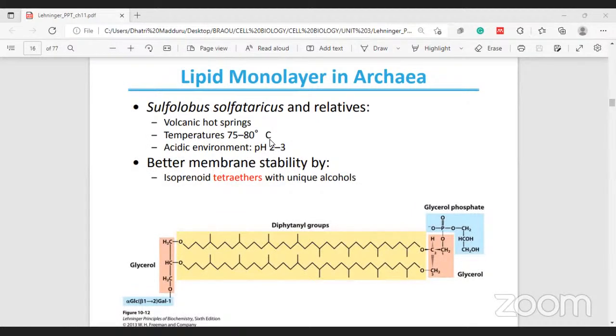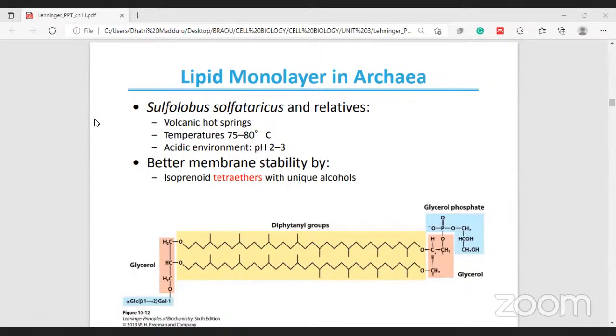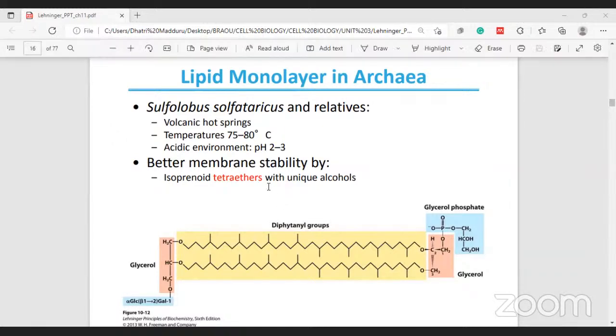So this is an example. Sulfolobus solfataricus and their relatives are present in volcanoes and hot springs, so they can withstand at least 75 to 80 degrees centigrade, and the environment is acidic. The pH is 2 to 3 here. Therefore, based on the environment where they are surviving, the composition varies. So here we have isoprenoid tetraethers with unique alcohols. So the structure will vary.